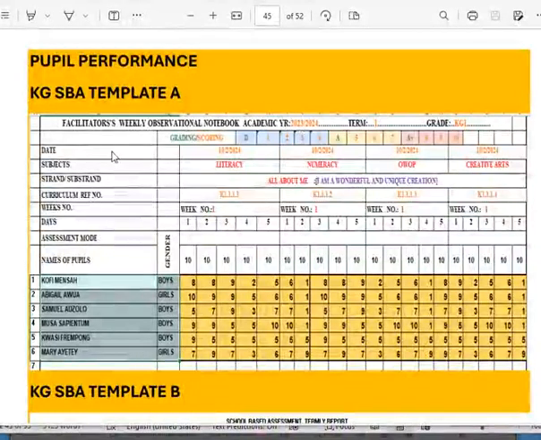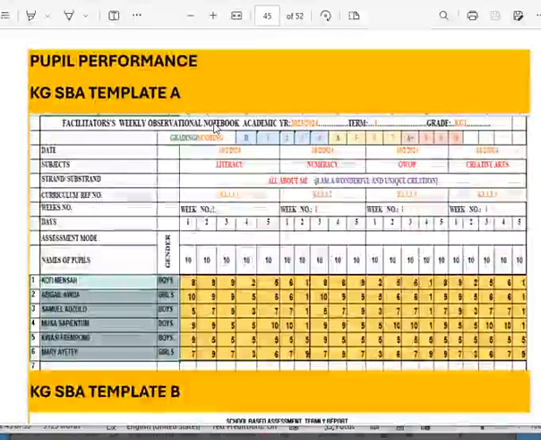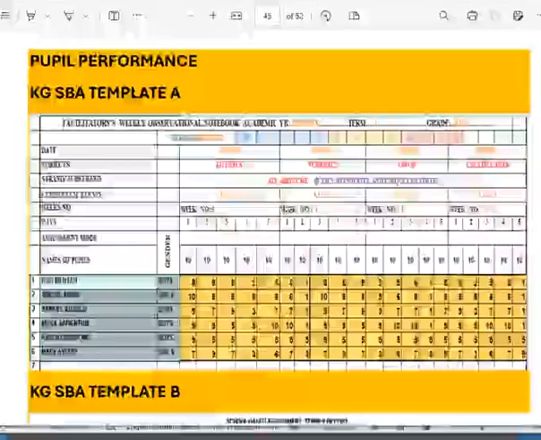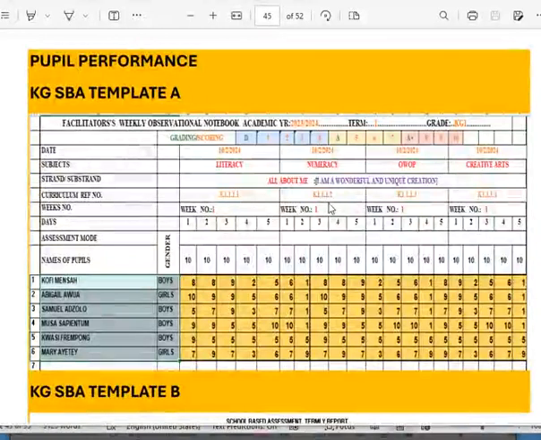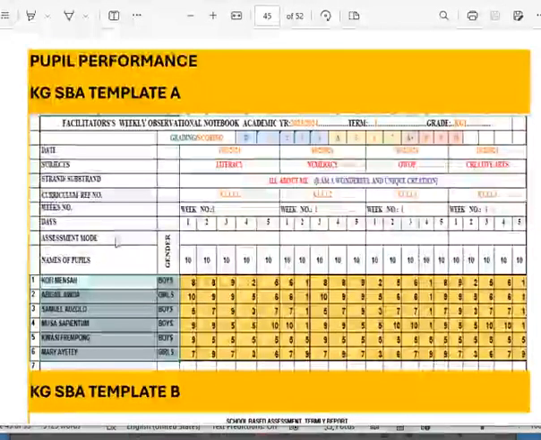So here we have the facilitator's weekly observational notebook. The SBA being used at the basic levels has some distinctions because of the nature of the standard-based curriculum, right? So reading from the standard-based curriculum, KGs are supposed to have a facilitator's weekly observational notebook. And this is a typical template that looks like this, where we have the academic year, term, grade will follow. So we have the date, the subject, strands, substrand, curriculum reference number, week number, days, assessment mode, name of pupils will also follow suit. Then we have the gender.